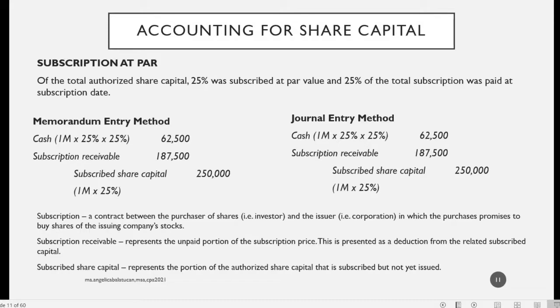Then the subscription receivable represents the unpaid portion of the subscription price, and this is treated as a deduction from the related subscribed capital. So kani siya i-deduct siya ani inig present nimo sa shareholders equity. Then the subscribed share capital represents the portion of the authorized share capital that is subscribed but not yet issued. It's not yet fully paid man, so that's why subscribed pa siya.